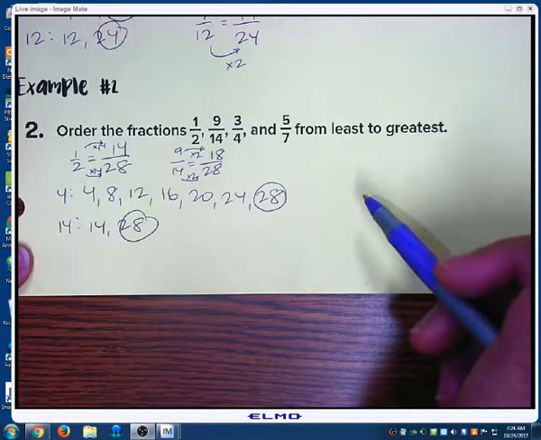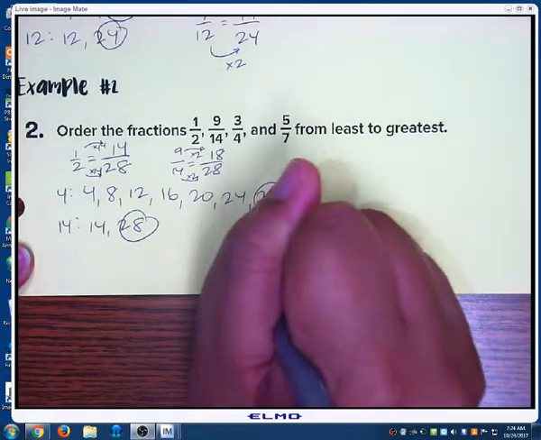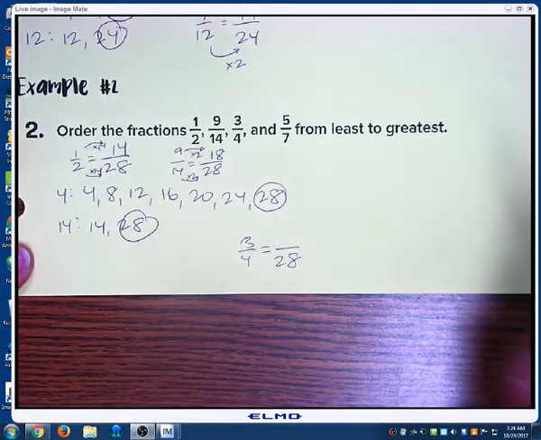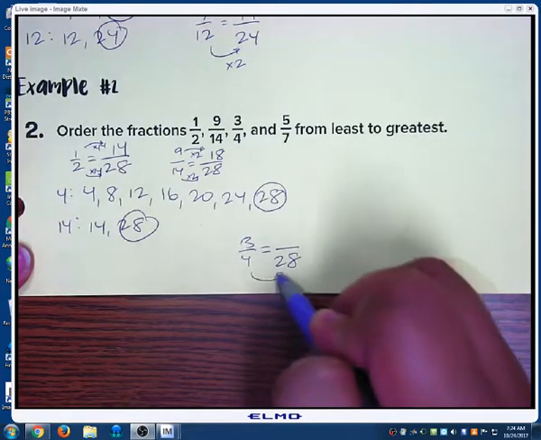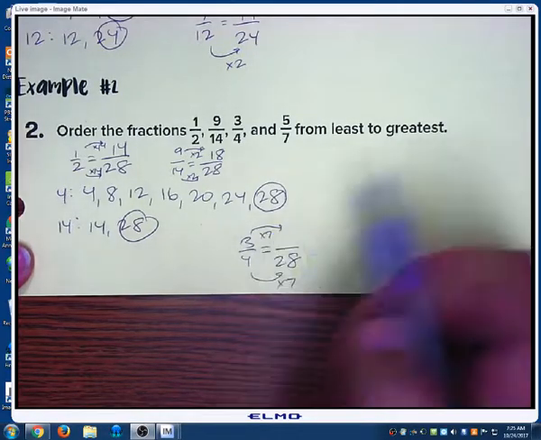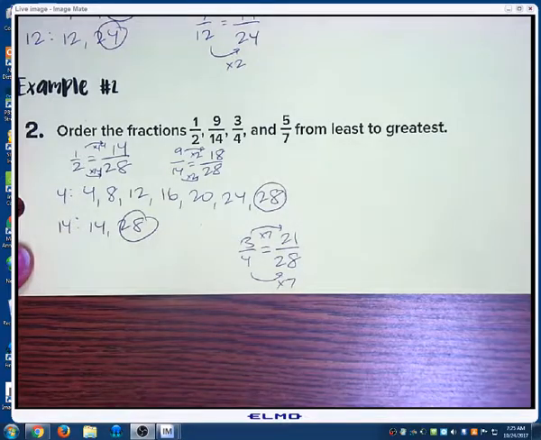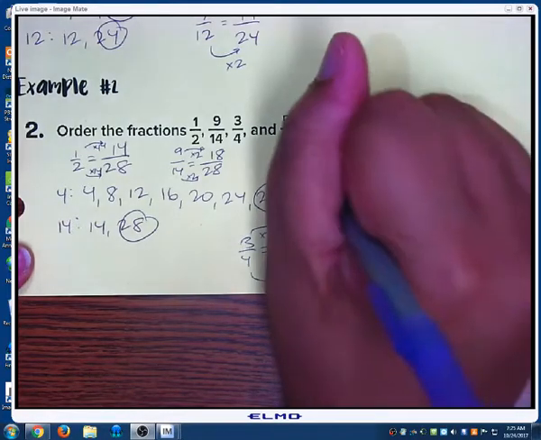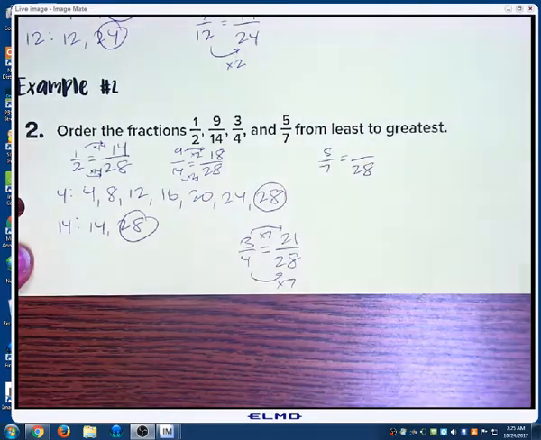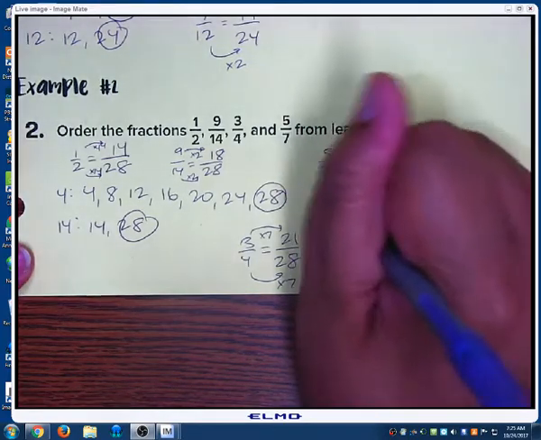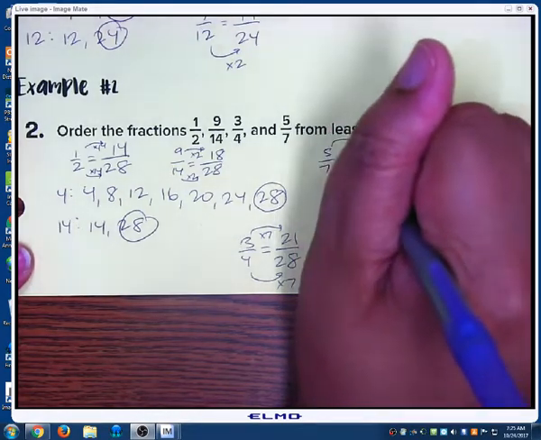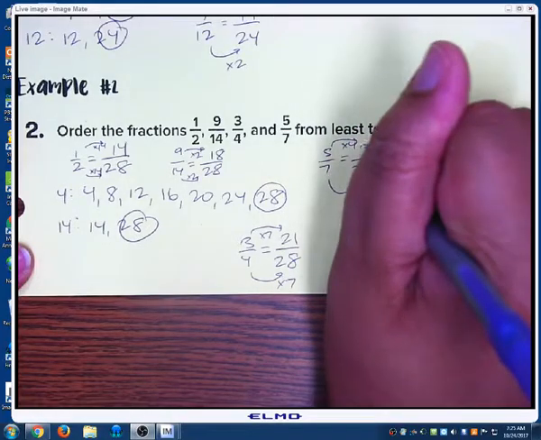Let's move 3/4 down here. So let's make 3/4 over 28. And how do I get from 4 to 28? I just multiply by 7. Do the same thing to the top. 3 times 7 is 21. And let's put our last one kind of up here. 5/7 over 28. So 7 to 28, I would just multiply by 4. Do the same thing to the top. 5 times 4 is 20.